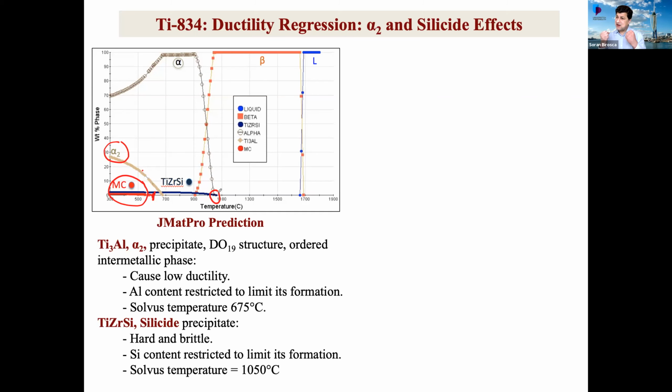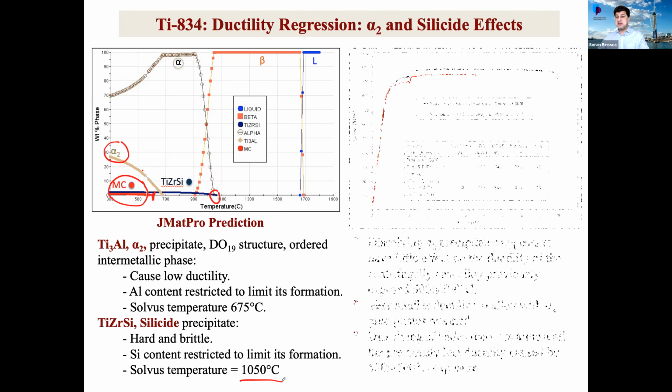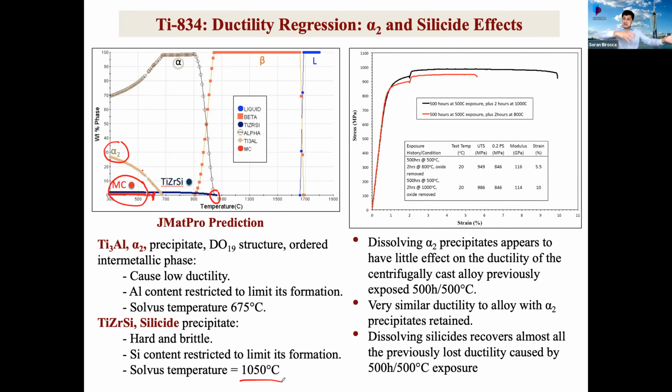So silicide is a very hard, brittle precipitate in the titanium alloy. And what we did, the solvus temperature for silicide is about 1050 degrees Celsius. So we heat treated the material at 800 to remove the alpha 2, and heat treated at 1000 to remove the alpha case.